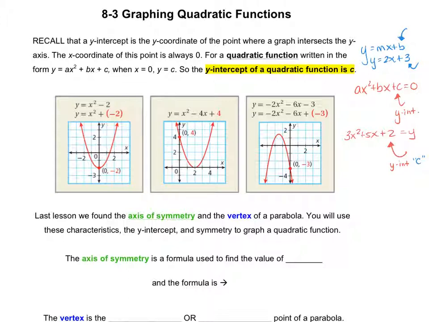In the last lesson, we found the axis of symmetry, which came from x equals negative b over 2a. And we used the vertex. The vertex was negative b over 2a for the x, and then we plugged that in to get the y value. So that's how we came up with the ordered pair x comma y. The x was the axis of symmetry, and for the y, we plugged in the x to solve for y. You will use all these characteristics to be able to graph.